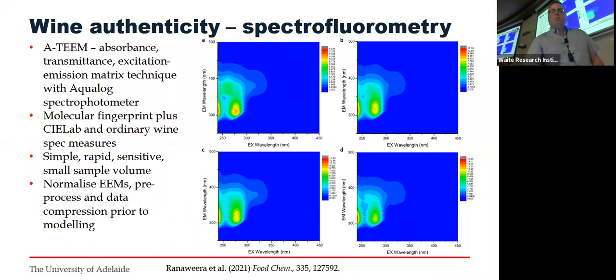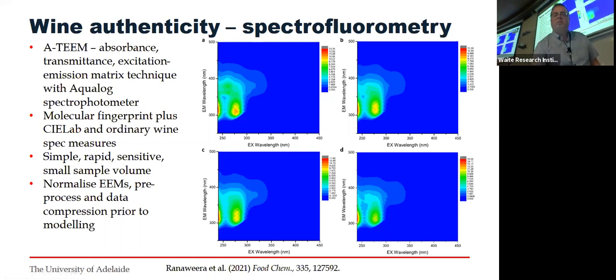We were fortunate enough to get this instrument called an Aqualog. We begged, borrowed and stole the first half of it, and then the faculty, with two days to get the application in for some equipment funding, paid for the rest of it because I'd already prepared one for the WRI before, so now we own this instrument. And it's really cool. It's called A-TEEM, so we can record absorbance, transmittance, and excitation emission matrices, which you see on the right here, and which are basically a fingerprint of a wine.